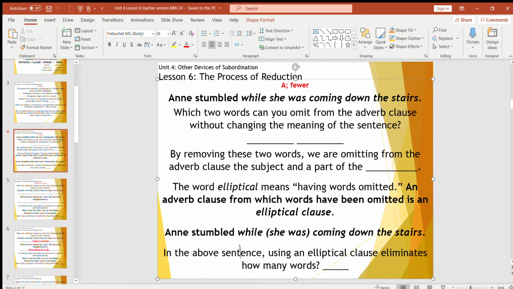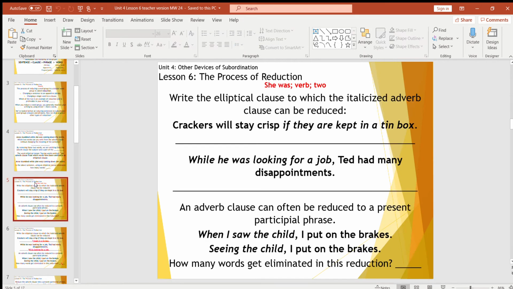So Anne stumbled while she was coming down the stairs. So in this sentence, using the elliptical clause takes out how many words? 2, the she and the was. So write the elliptical clause to which the italicized adverb clause can be reduced. If you want to rewrite it, that's fine. If you want to just cross out the 2 words, that's okay too.